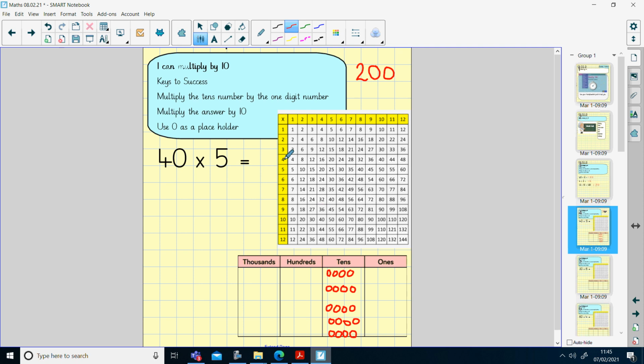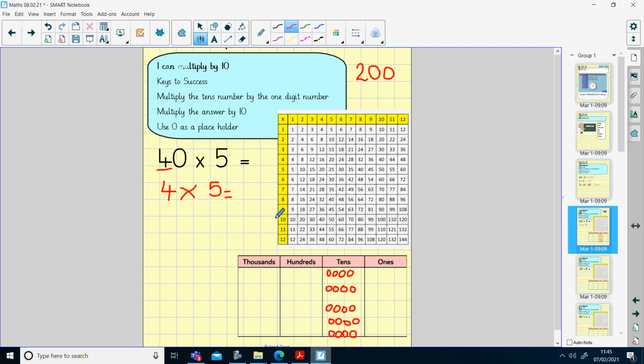Now I'm going to show you how to do it by using our known facts. So if I think about the number of tens, there are 4 tens, and then I'm going to multiply that, like my keys to success say, by the 1-digit number, which is the 5. So I'm going to do 4 times 5.